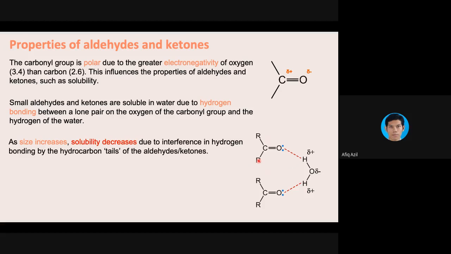So as size increases, solubility decreases, due to the interference in hydrogen bonding by the hydrocarbon tails of aldehyde and ketone. So what are the hydrocarbon tails of aldehyde and ketone? The R group. That's why a small aldehyde will normally have a low number of carbon, 1, 2, 3, 4 carbon. But as the R group becomes larger, let's say you have 15 carbon attached on this side, and on another side can be another 8 carbon, that R group is non-polar. So it will decrease the solubility of the whole structure of aldehyde and ketone.